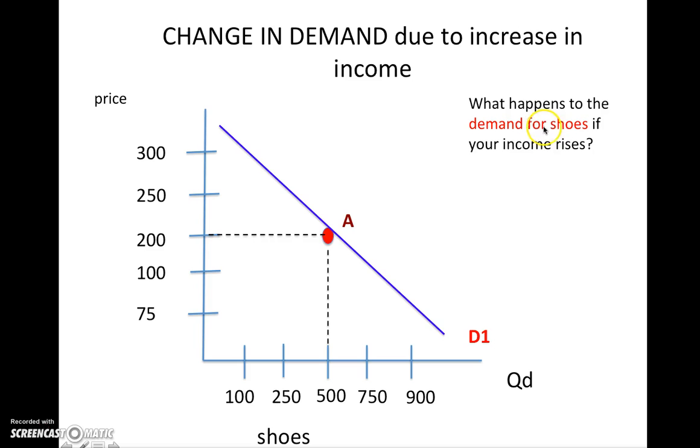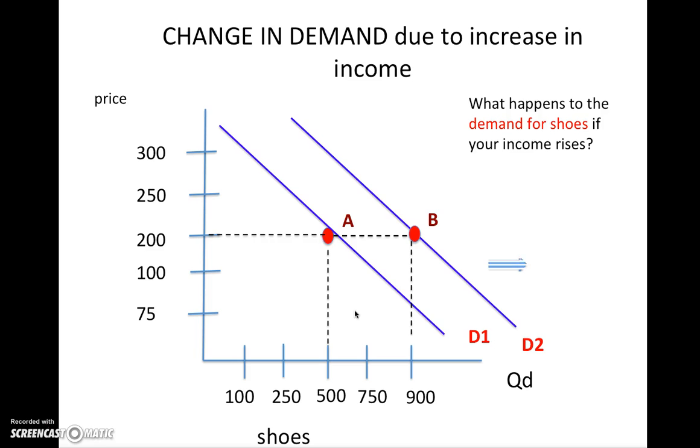What happens to the demand for shoes if your income rises? Logic will tell us that when income rises, setting other factors constant, your demand for a certain product has to increase. So in this example, the price is 200. The price will not change, but we have to show an increase in quantity demand. And the only way to show that is a shift to the right of the demand curve.